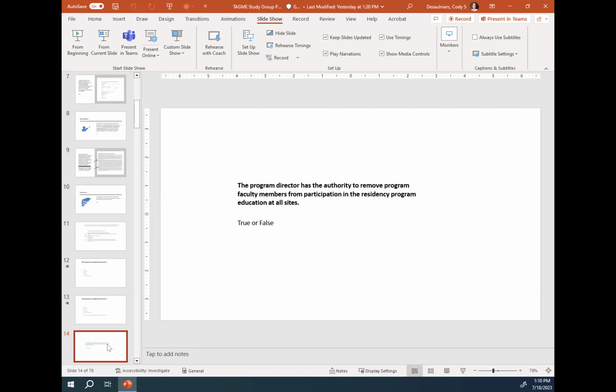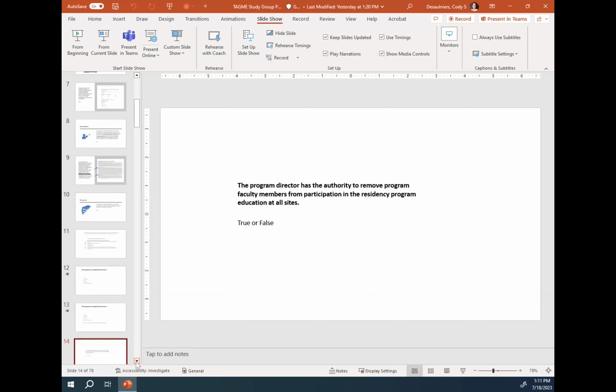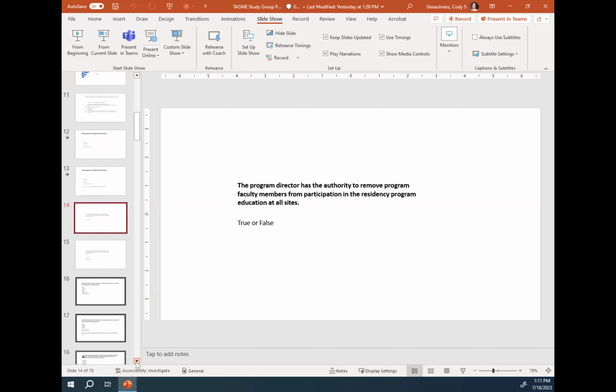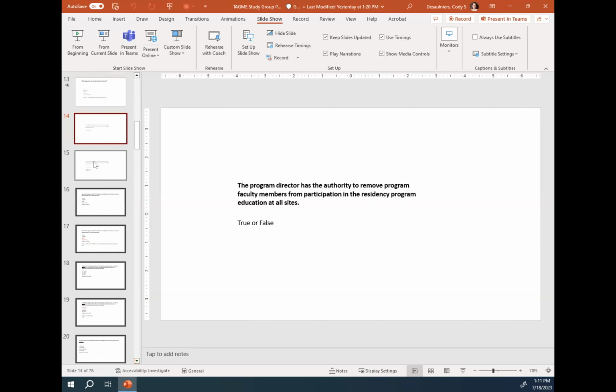The program director has the authority to remove program faculty members from participation in the residency program education at all sites. True or false? Oh, let me scroll down since I can't click. Who said true? They're correct. I didn't see that. Whoever that was, you were correct. It was Denise. Good job.